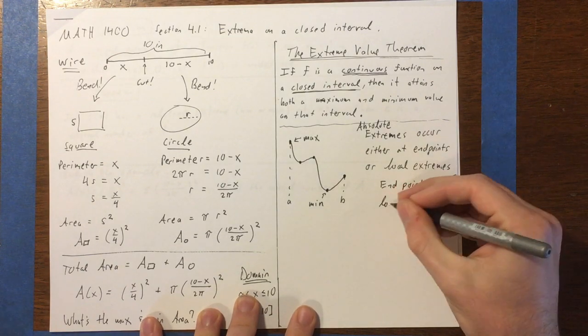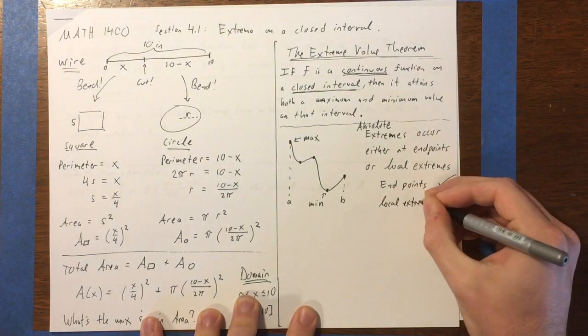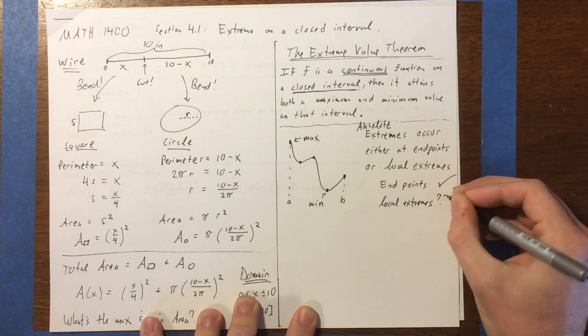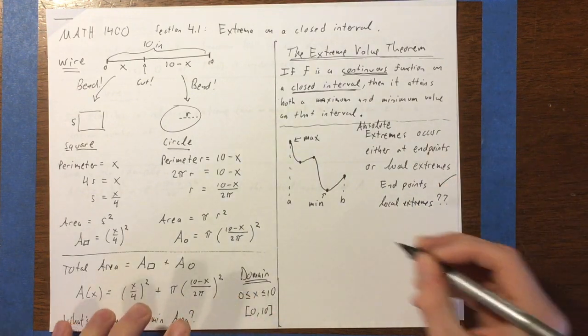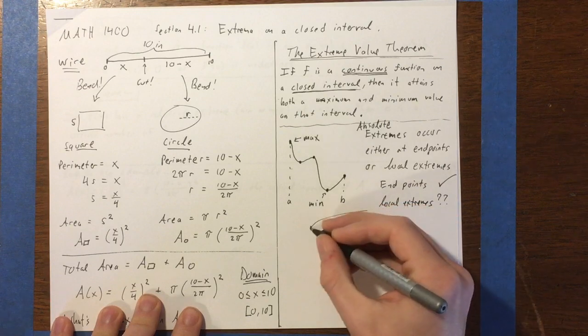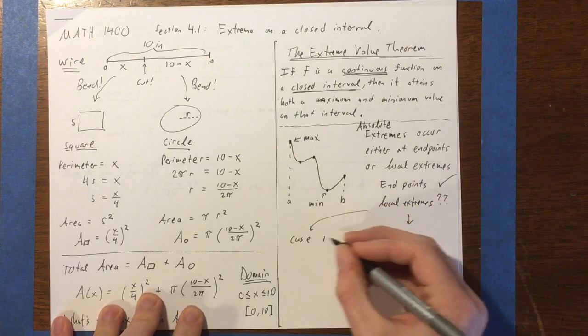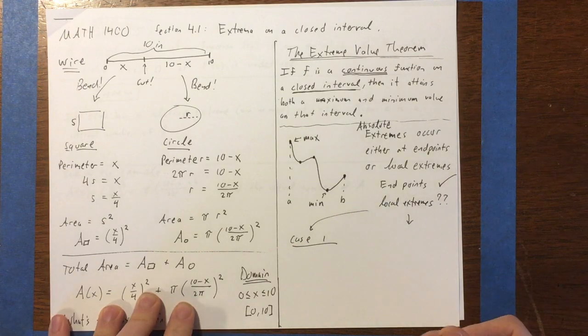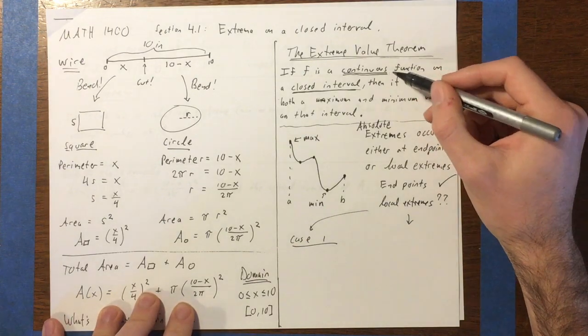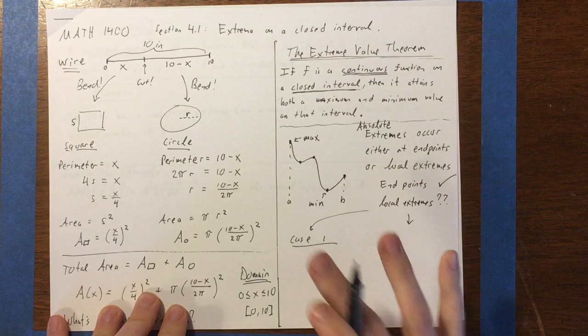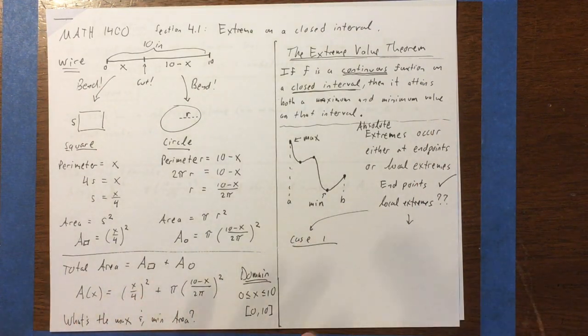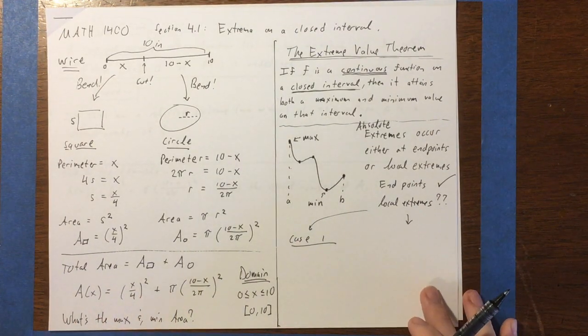But what about the local extremes? Well, how do you find those? So there's two cases that we're going to look at. Well, there's really only two cases that can show up, because remember that the function we're dealing with has to be continuous in this situation. All right, we're not going to be doing this with non-continuous functions.